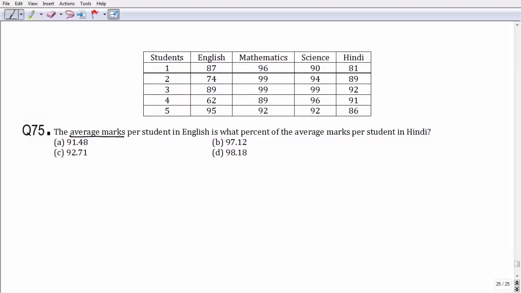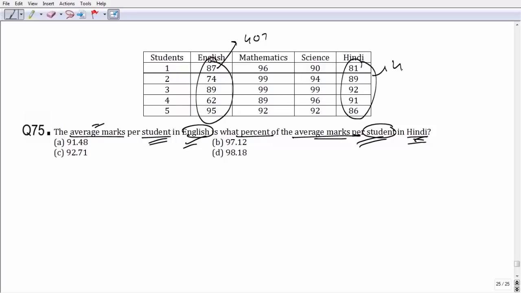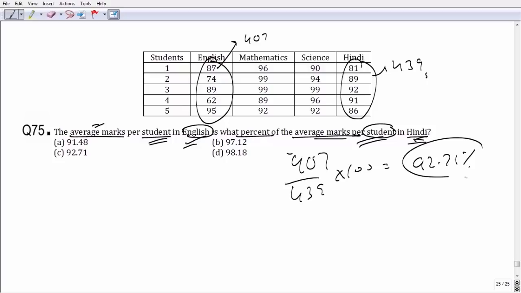It says that the average marks per student in English is what percent of the average marks per student in Hindi. Now since the number of students is the same for both the sections, rather than going for the average marks, we can even calculate the percentage based upon the total marks of English and Hindi. Now talking about English, the total marks for English are 407, and for Hindi the total marks are 439. So with this, the required percentage would be 407 divided by 439 into 100, which leaves 92.71% as your answer and option number C as the correct option.